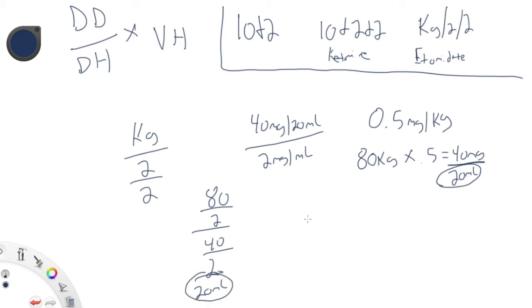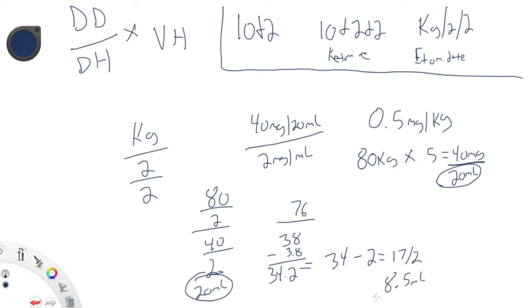So now let's try that with a different, more complicated weight. Let's say they are 76 pounds. We're going to do our math and divide this by 2. 76 divided by 2 is 38, minus 10%, so minus 3.8, and that gives us 34.2. Just round it to 34. So 34 divided by 2 is 17, divided by 2 is 8.5. 8.5 mLs is what we give.